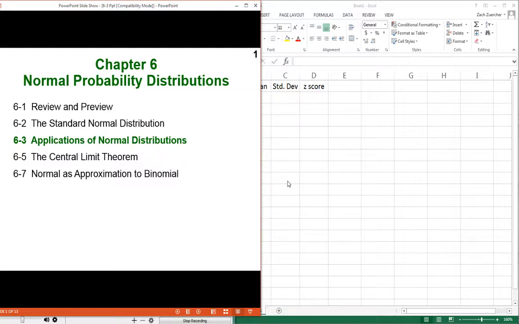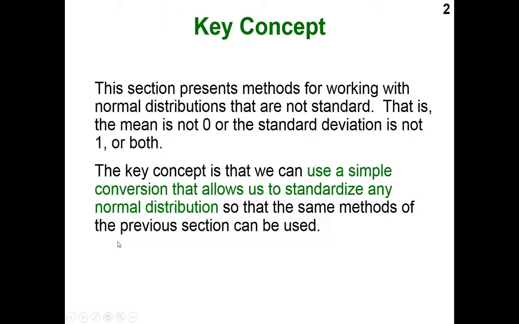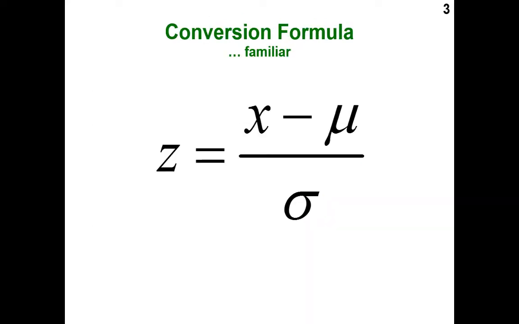So let's look at the PowerPoint slides first, and then we'll come back and look at Excel. We start here with the basic concept that we don't have to be given the standard normal distribution where the mean is 0 and the standard deviation is 1. Any data that has a normal distribution can be converted over to a standard normal distribution by using an equation that's pretty familiar to us by now.